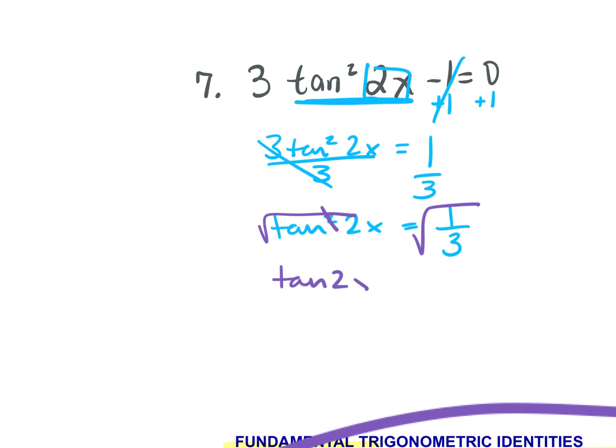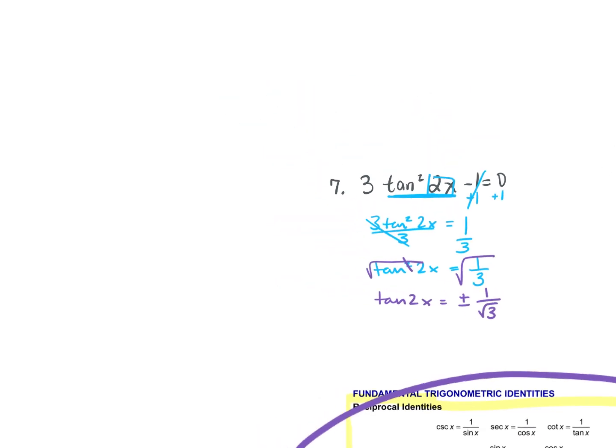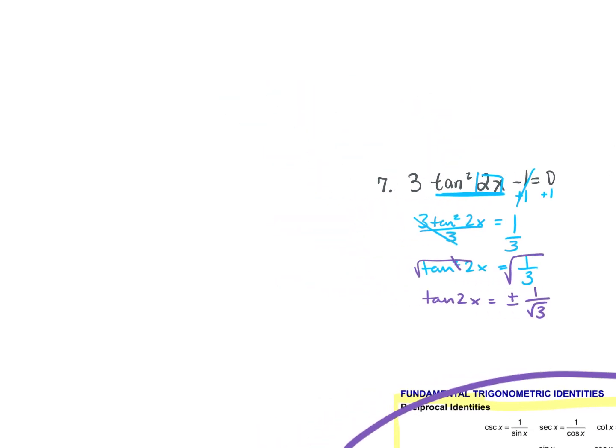So tangent of 2x is equal to, what do we have to remember to do when we take the square root of both sides? Plus or minus. Now we can simplify square root 1 over 3. What's the square root of 1? 1. And the square root of 3 would just be the square root of 3. So we have positive and negative 1 over square root 3. I'm going to put in a unit circle here so we can see it a little bit better.